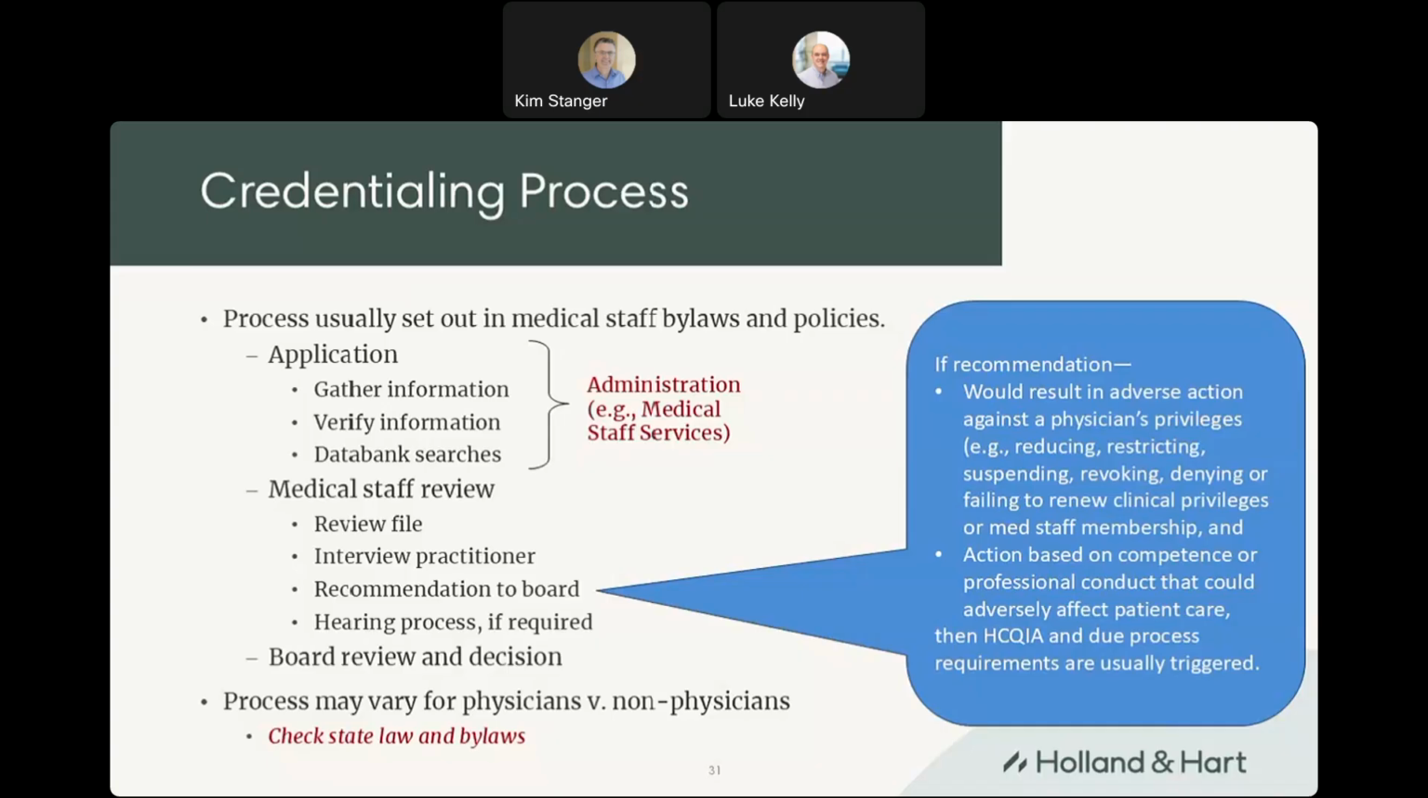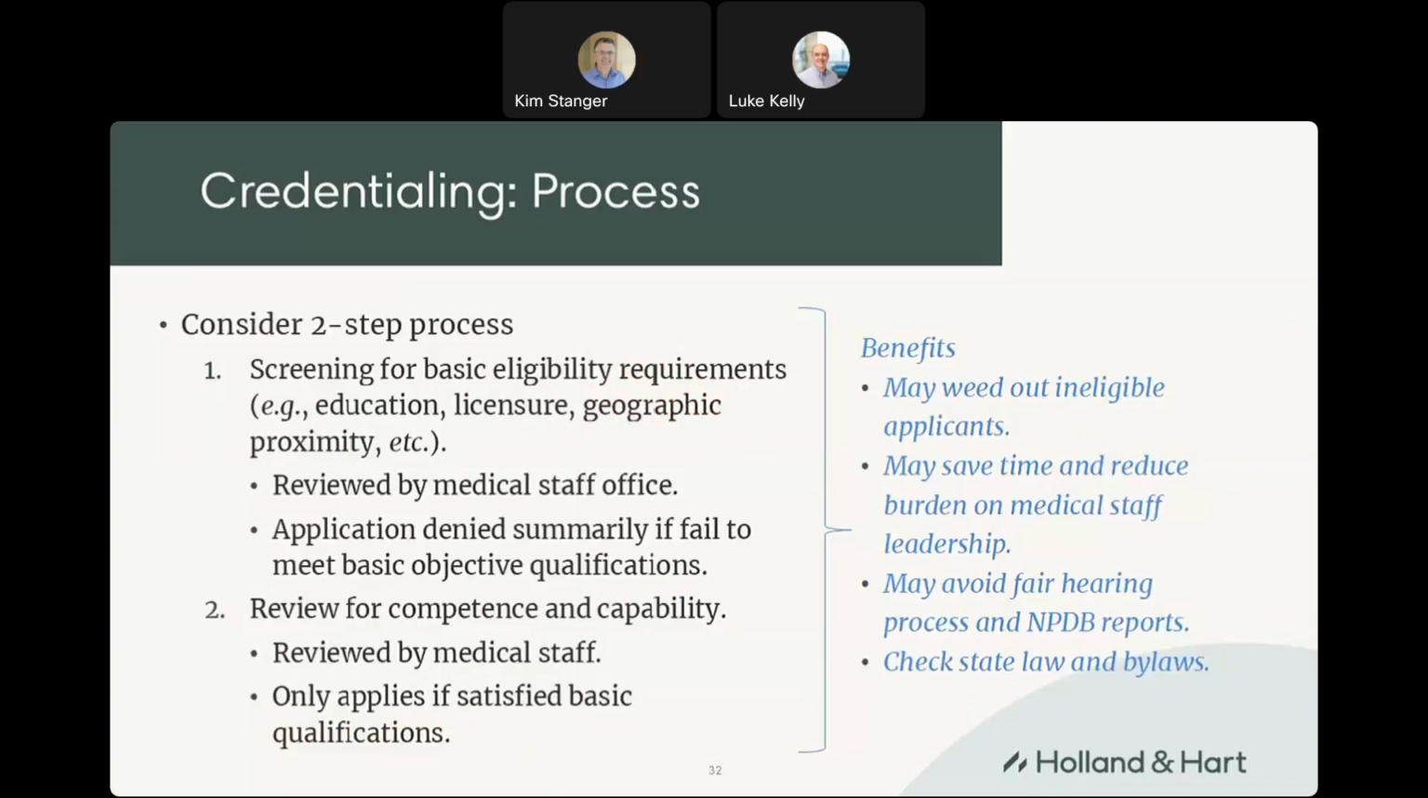Now that can create PR issues internally. And sometimes we have to negotiate those things, but there are options there. You don't necessarily have to treat everybody the same unless your particular state law requires you to do it. When it comes to that credentialing process, you might want to consider a two-step process. The first step is where you get kind of the objective criteria, the basic qualifications that that applicant has to satisfy. And you can set forth in the bylaws that, hey, you've got to satisfy these.